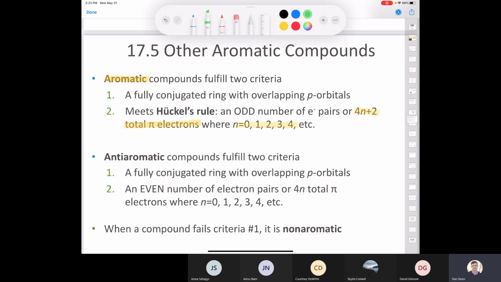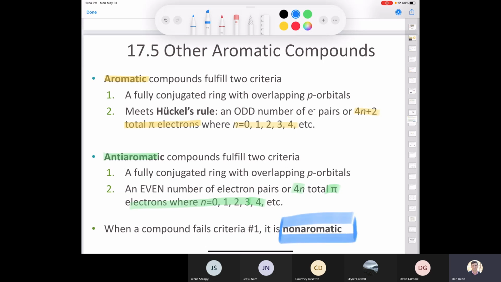When we have an anti-aromatic compound, we're going to have a fully conjugated ring with overlapping p orbitals and an even number of electron pairs, where we have 4n total pi electrons, okay? And where n is an integer, 0, 1, 2, 3, 4. When a compound fails criteria number 1, so when it doesn't have a continuously overlapping system of p orbitals, it is considered to be non-aromatic.